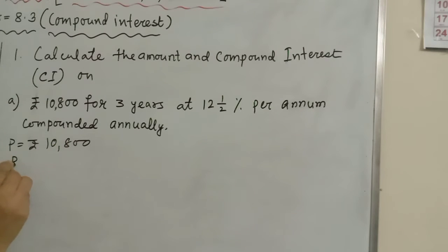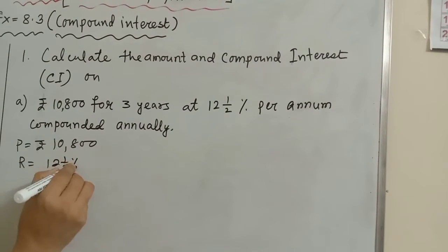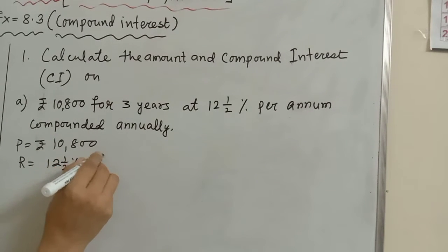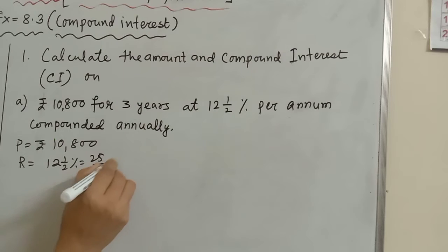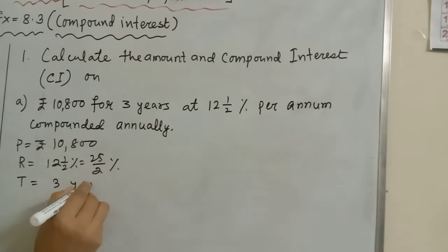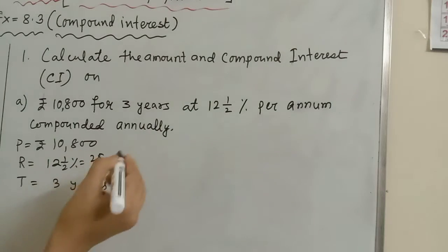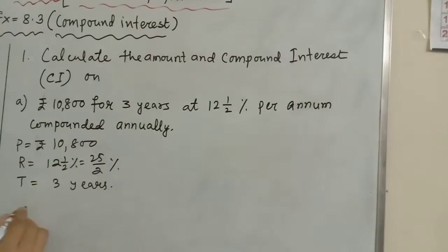Rate 12.5%, that is 25 by 2%. Time 3 years. So as you know, we will use the formula to find the compound interest after 3 years.